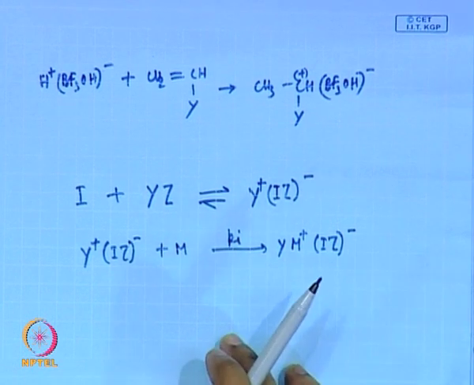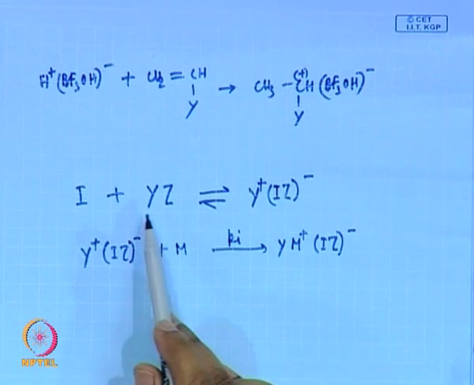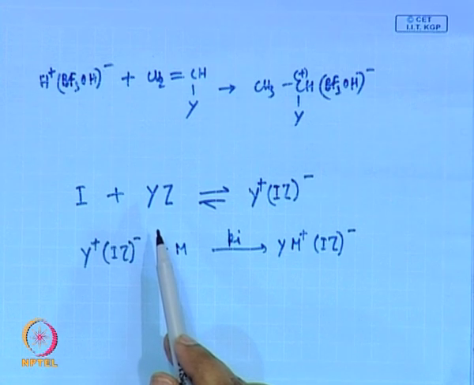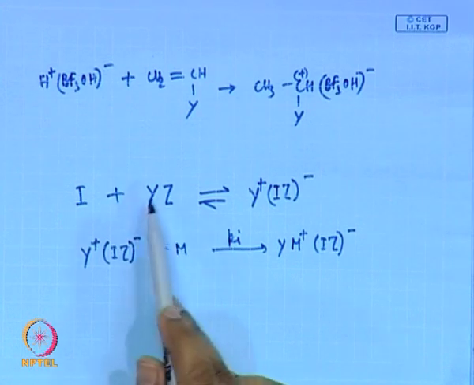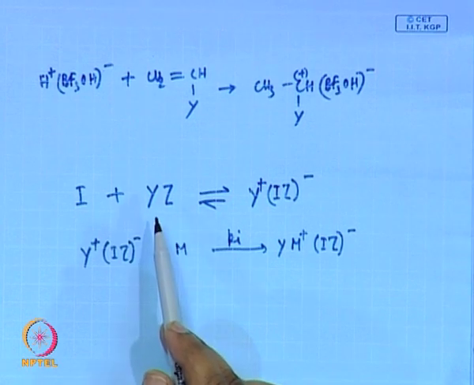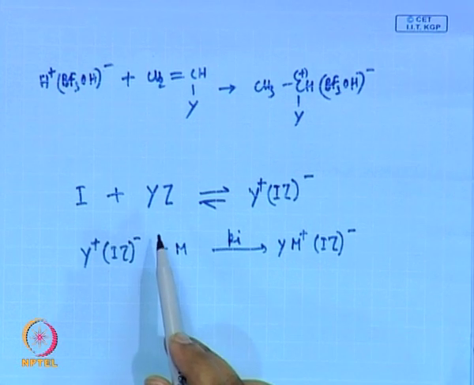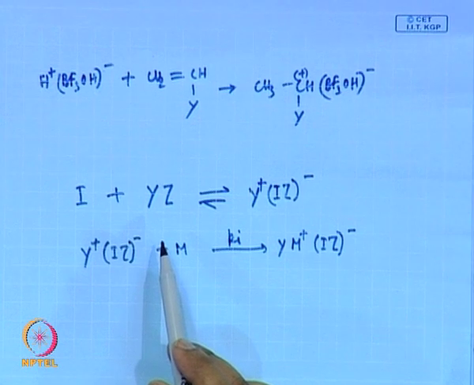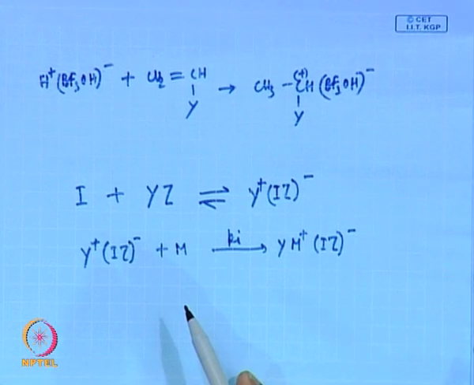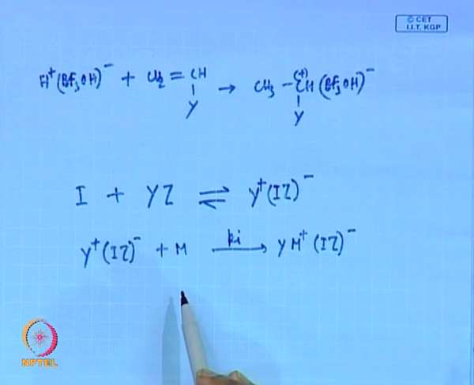Now, the reaction rate also depends on this YZ, which is basically the co-catalyst. It also influences the polymerization rate because the activity of the initiation complex depends on how readily it can transfer a proton to the monomer, and that in turn depends on the acidity of this co-catalyst.